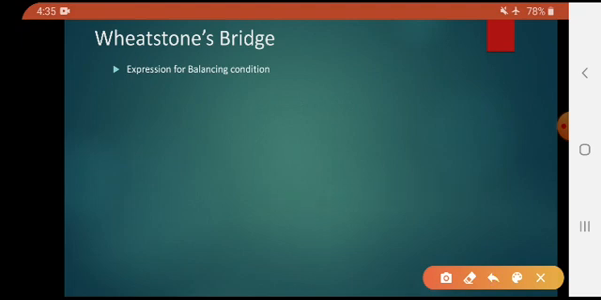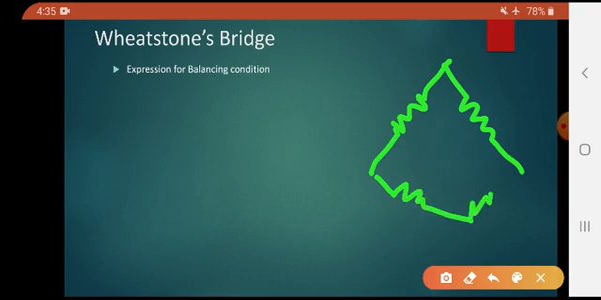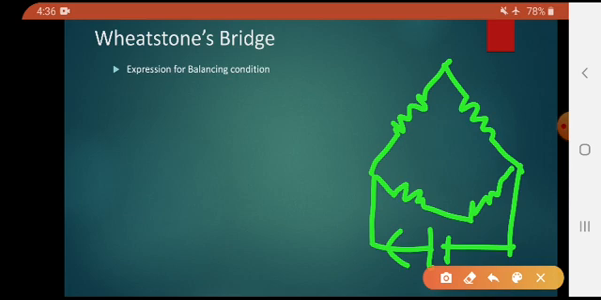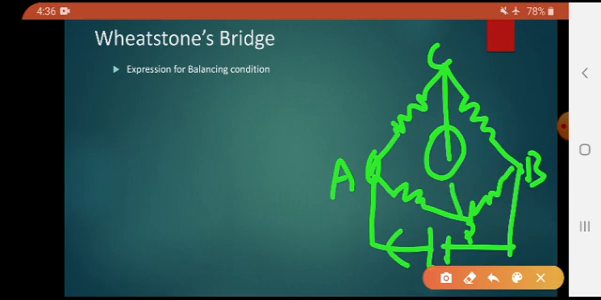Here is the battery and the four resistances. Here the battery is connected. So this is A, this is B, this one is C, and this one is D. Here the galvanometer G is connected. If the battery EMF is E, then it produces current I.